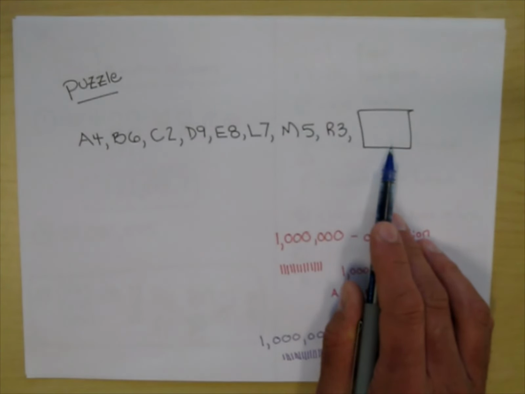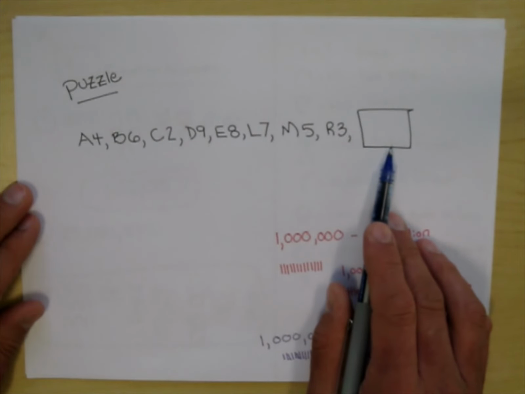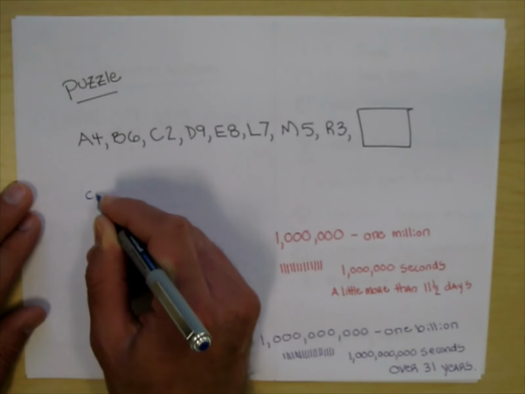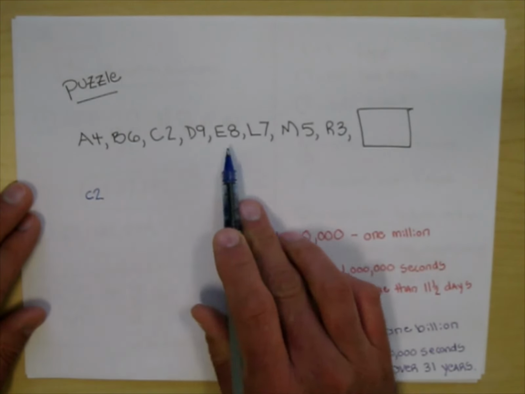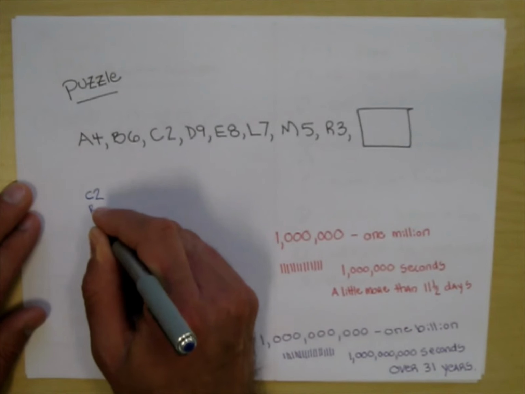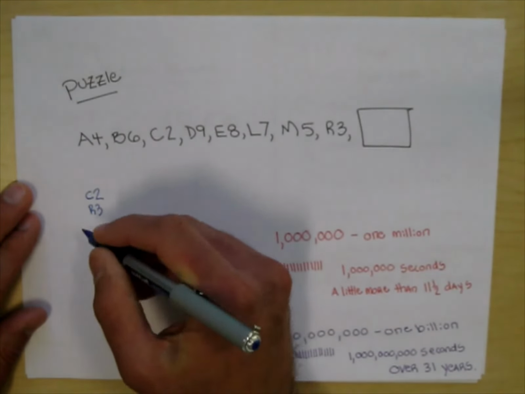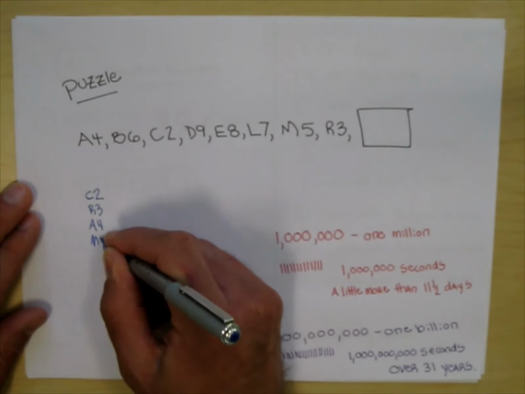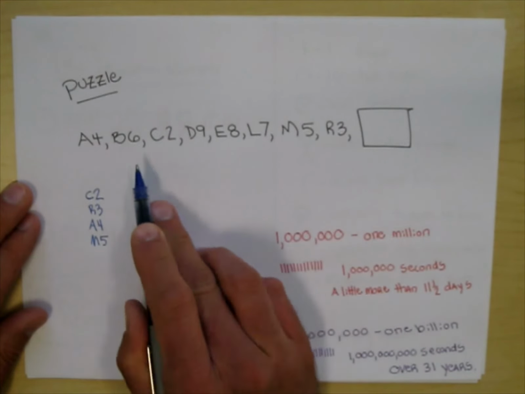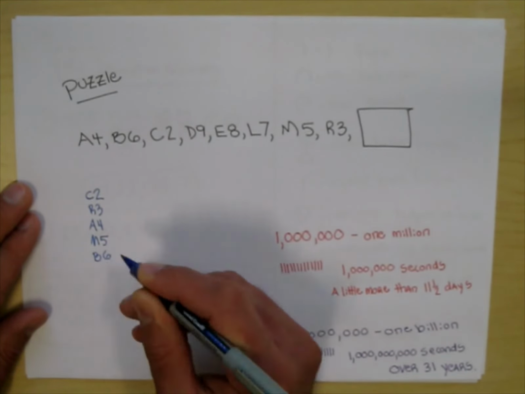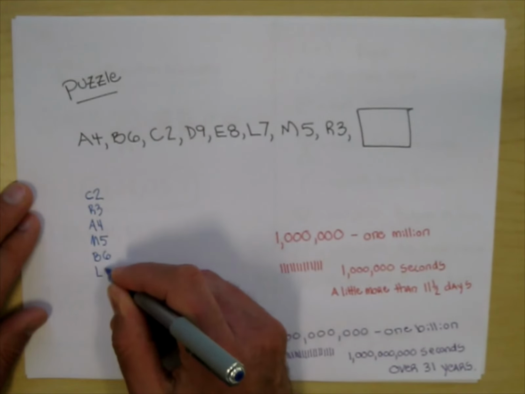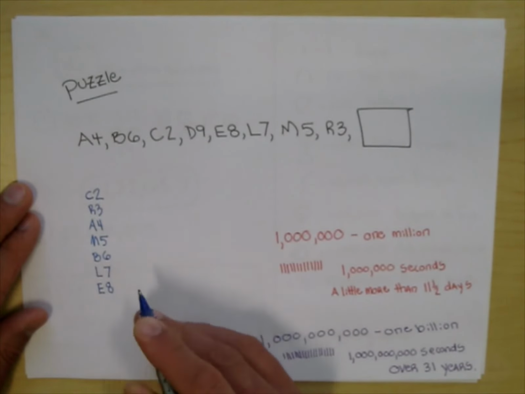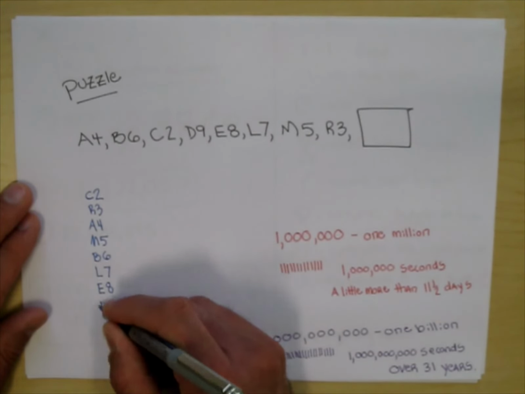So some of you might be a little mad when you see how to do this puzzle. But what you do is you start off with the C2. C2. And then you find the one with 3. So R3. And then the one with 4. A4. M5. B6. L7. E8. And D9.